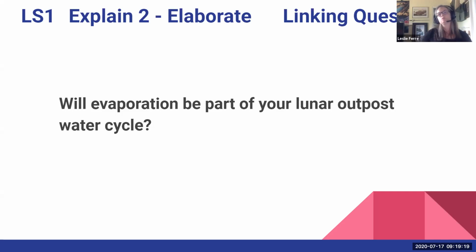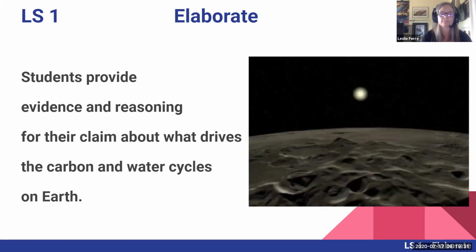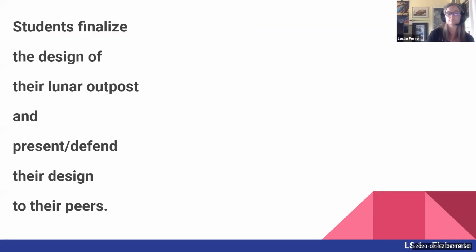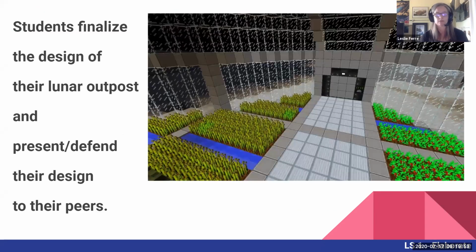So now we need to move their thinking towards the idea that the sun is the engine that drives all of these processes. And they do that through research. And basically they're going to write a CER. They're going to make a claim about what drives carbon and water cycles on Earth, and they'll back up that claim using evidence and reasoning. And then they finalize the design of their outpost and they present it and defend it to their peers.